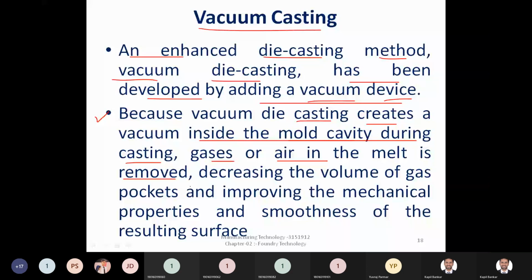That decreases the volume of gas pockets and improves the mechanical properties. Why? Because if no gas or air particles are there in the cavity, then it will not create any defects in your product. And because of this removal of gas and air, the mechanical property of your product is improved, along with the smoothness of the resulting surface. So from this process also you can get a very good and accurate product.